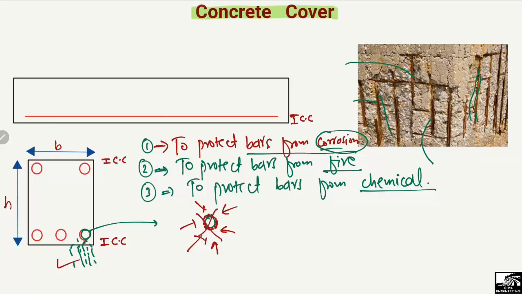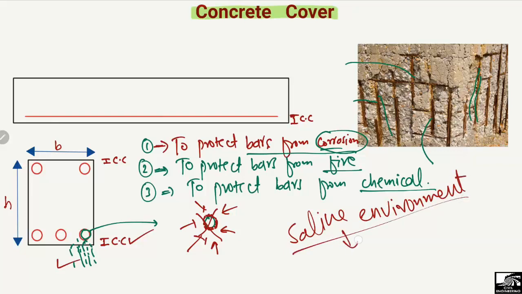So in order to avoid it, we must provide the higher concrete cover, and this is one of the most important phenomena in the structure members where they are exposed to the saline environment, where there is high content of the chloride in the environment. So in these cases, we have to provide higher concrete cover as compared to the members that are not exposed to the saline environment. Saline environment are those environment where there is high amount of the chlorides present in the air. So in this region, we have to provide higher concrete cover.